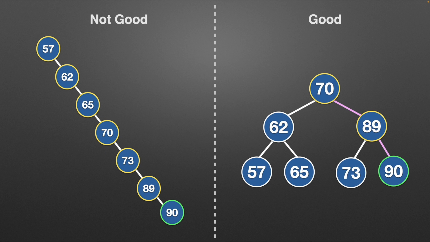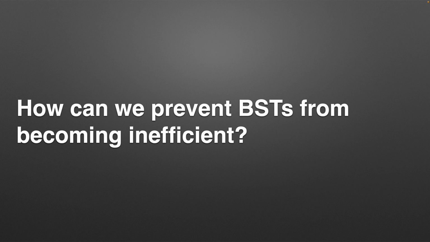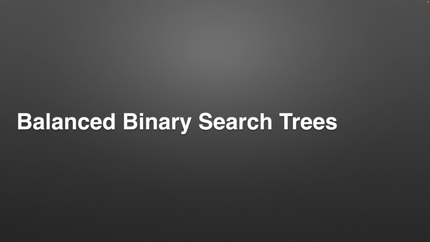If we were just building a binary search tree in the normal fashion, this all depends on the order in which the numbers came to us, because we start at the beginning and then go left or right, depending. The idea is we want to stay on the good side of things, regardless of how the numbers come to us. Essentially, how can we prevent these binary search trees from becoming inefficient, meaning unbalanced? They're heavily to one side or the other, not that nice, full-looking tree. And so we arrive at balanced binary search trees.